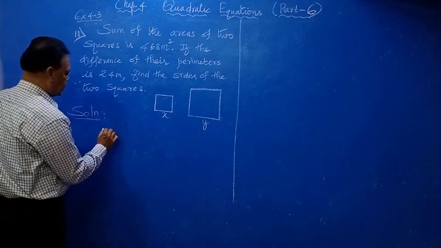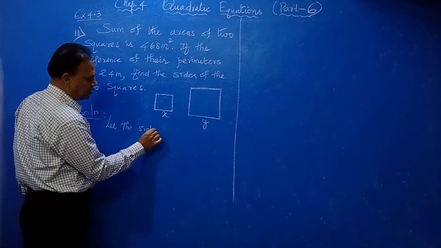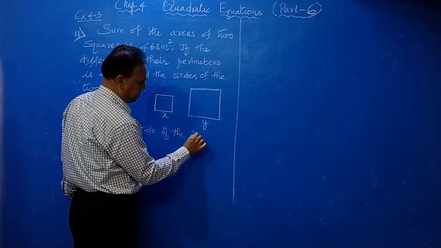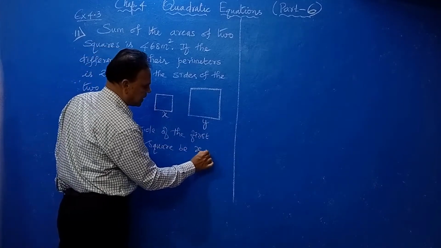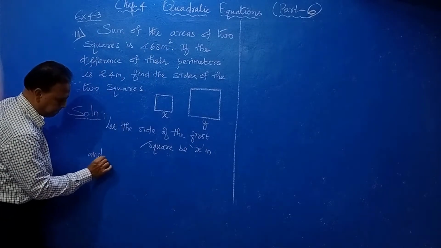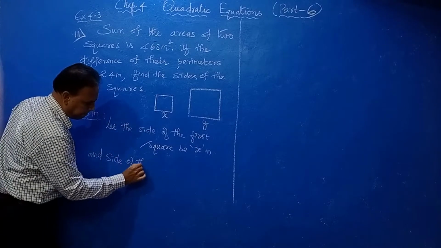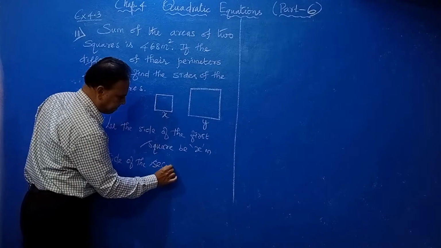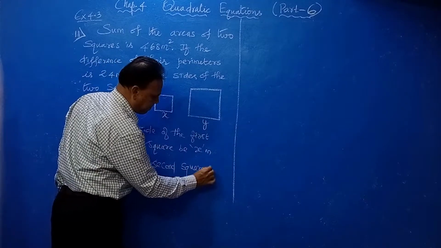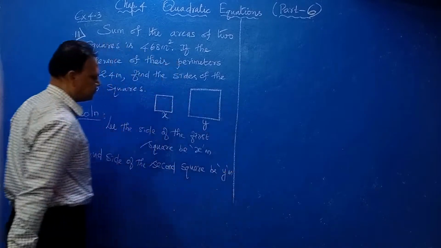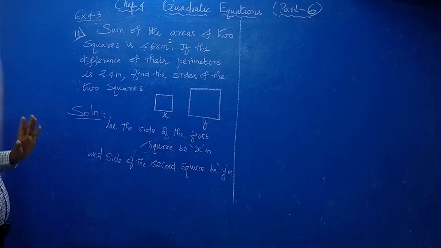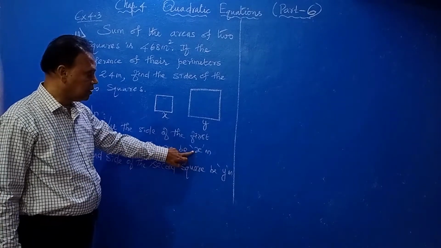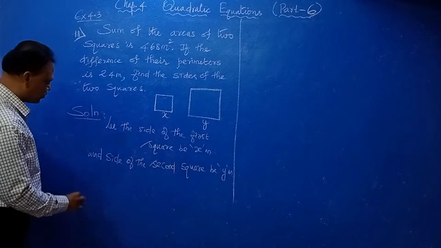Here it is easy. Let the side of the first square be x meter, and side of the second square be y meter. Okay. Now the first condition, you see, sum of the areas of two squares. So area you have to find out. What is the area of a square? Side into side, that is x squared, then y squared, right?